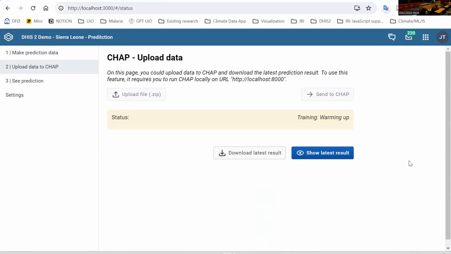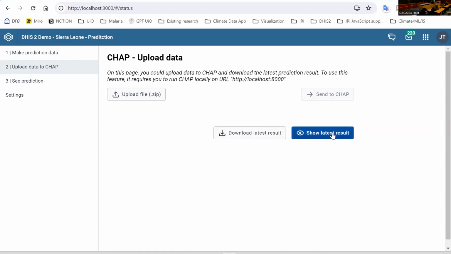Now we see that CHAP is working on this data and doing the modeling. This will take maybe 40 seconds or something. Now we're training or sampling, very slowly. Now it's forecasting the next step. Yeah, so there we are, finished. And now I'm going to take this data back into DHIS2 again.